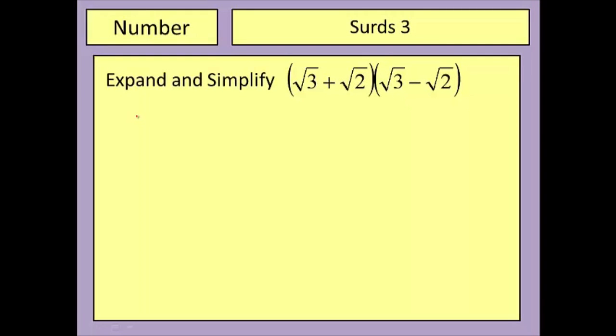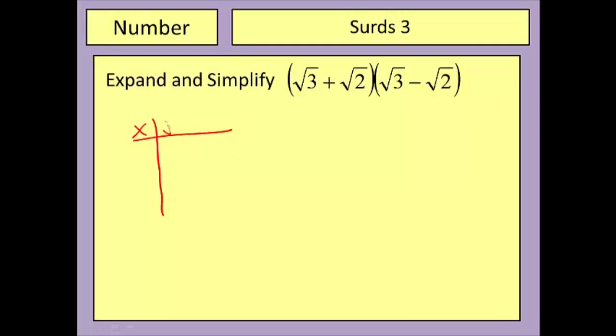In this third video on Surds, we're going to have a look at expanding and simplifying a pair of double brackets. Now this is very similar to when you do this in algebra to create a quadratic equation. What we're going to do is use the grid method so that you can see all four parts of this being multiplied together and seeing what comes out of it.